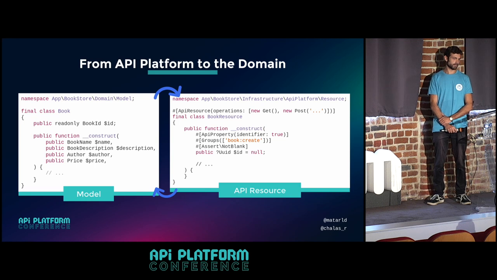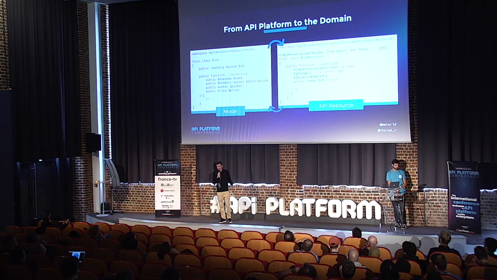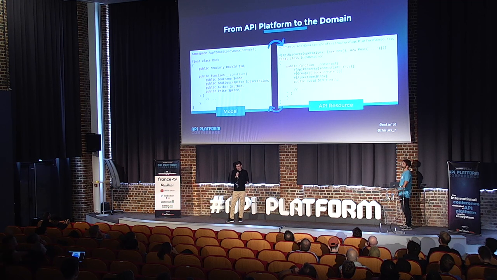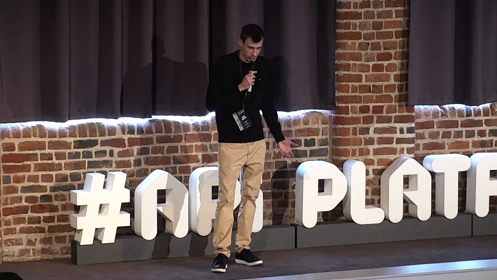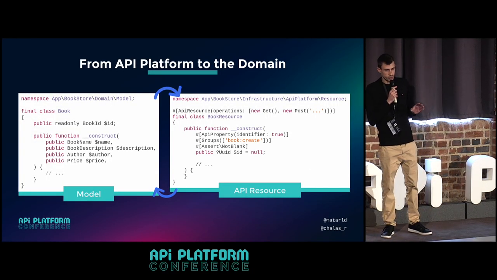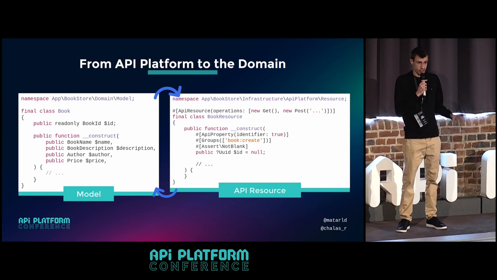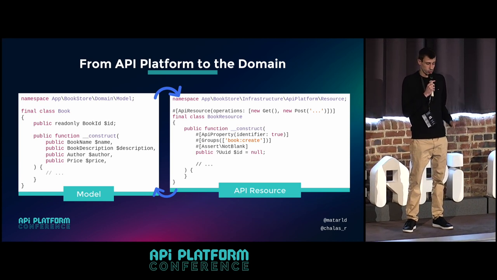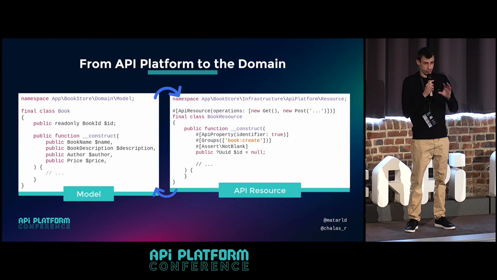Having a model with vendors leaking into the domain is not really an issue, as it's just about the dependency rule and its soft coupling, as Matthias said. But cutting corners and changing our business logic to please a framework is really an issue. The solution here is to split into two classes: one domain model inside the domain layer, and one API resource, one API representation, in the infrastructure layer, the layer that can talk to our vendors.